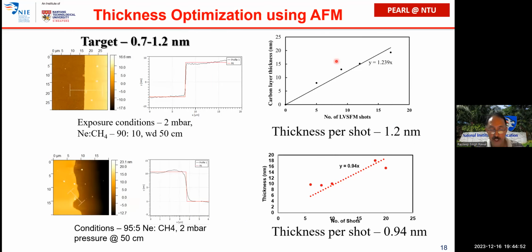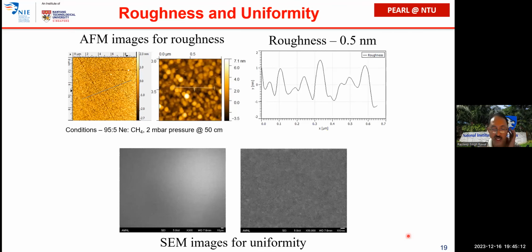And our aim was to get the film thickness less than 1 nanometer. So we changed the different combinations of gas dilution ratios. Neon 95%, methane 5% gave us less than 1 nanometer per shot, and that is what we used ultimately in our depositions. We checked the quality of the film. They were highly uniform without any dust particles on top of them.